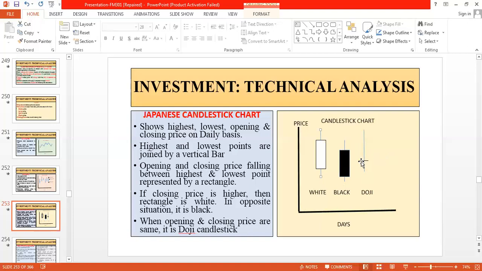And this one is a doji. Doji means here the opening price and closing price are the same. For this reason, a rectangle cannot be formed, and it becomes a horizontal line. And this is the highest price of the day, this is the lowest price of the day, but ultimately the opening price and closing price are the same. So three types of candlesticks are available: white candlestick, black candlestick, and doji.